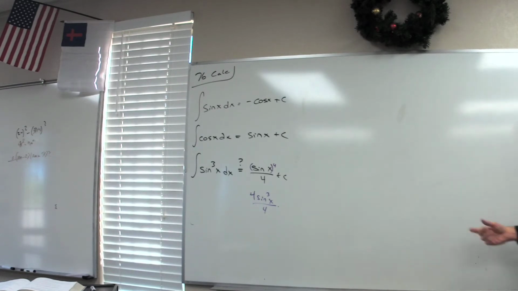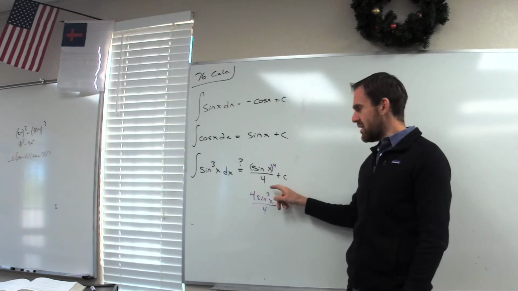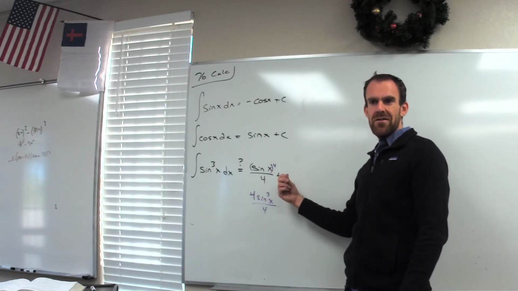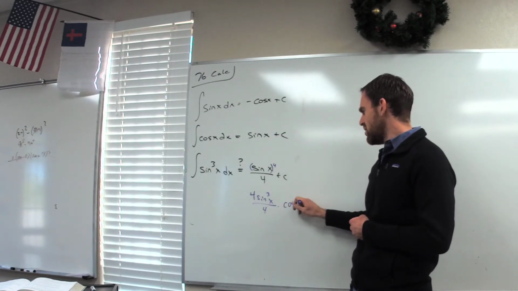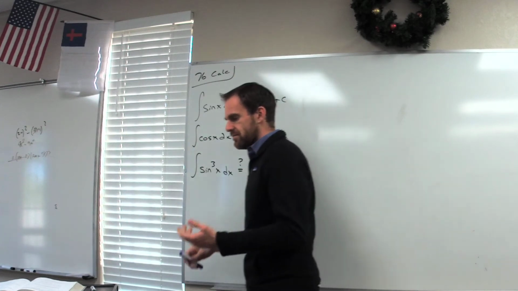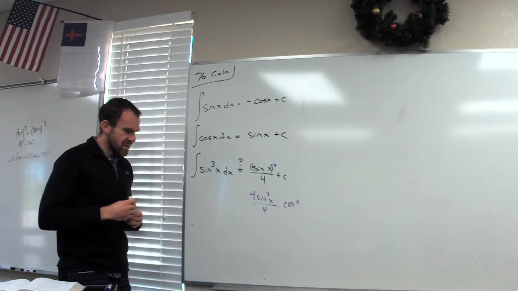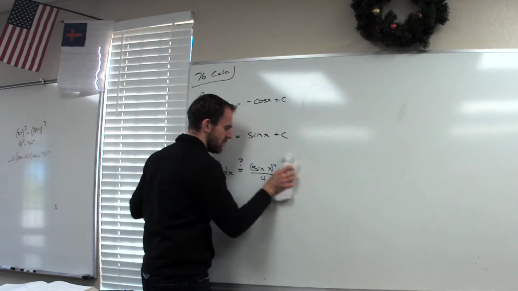So how do I take the derivative of this? The derivative of the outside function is 4 sine cubed times the derivative of the inside function, which is cosine. So does this match that? No, so it's wrong. So here is the trick.